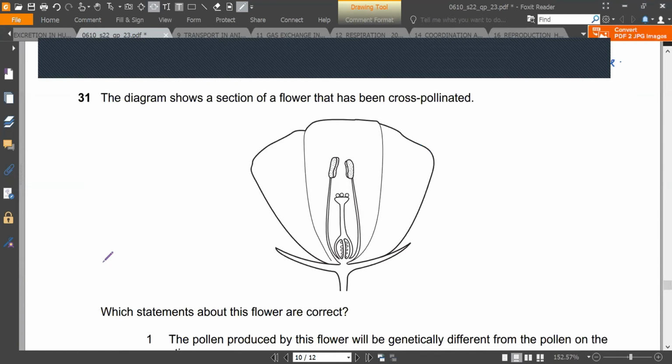Next, a section of a flower that has been cross-pollinated. Which statements are correct?